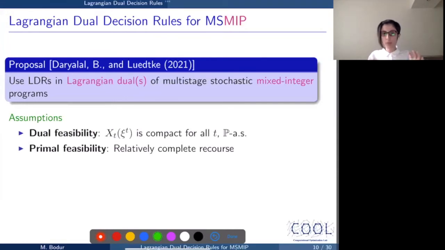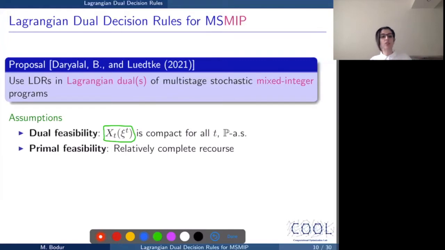In order to put this idea in practice, we are going to make two assumptions. The first one is we are assuming that the set of constraints associated with our local stage decisions are bounded, compact, in such a way that we ensure that we will always have dual feasibility in our application of these LDRs on the Lagrangian dual.